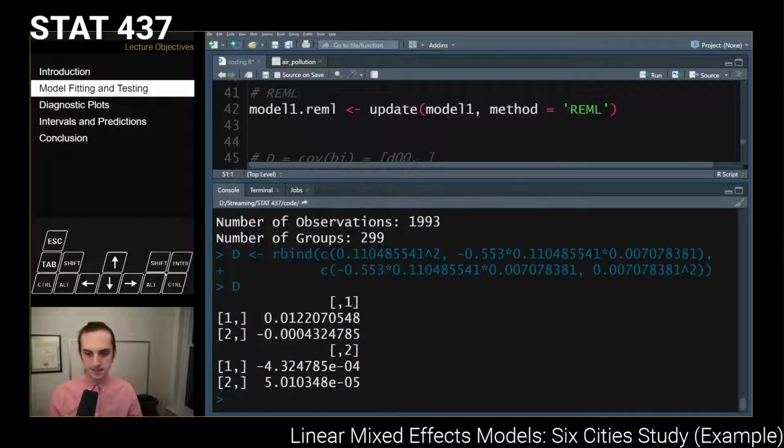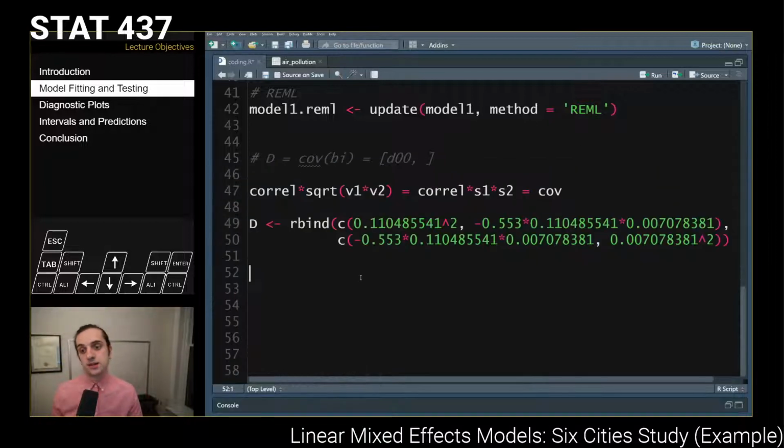And we can take a look at D, and it's going to be this 2 by 2 matrix, where we have our variance of 0.0122, and then the second variance term is going to be this very small value, 5 times 10 to the negative 5, and then the covariance between the two of them is roughly 0.0004. And so that's our D matrix. So that gives us the full parameterization there.